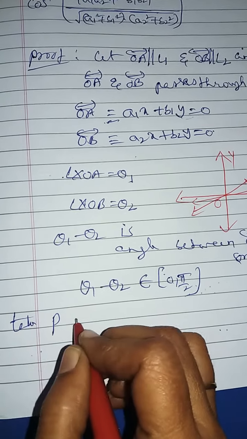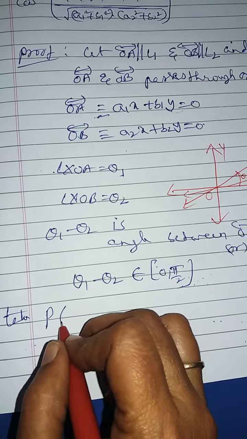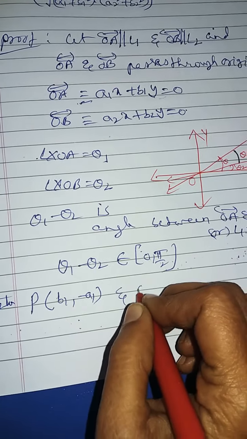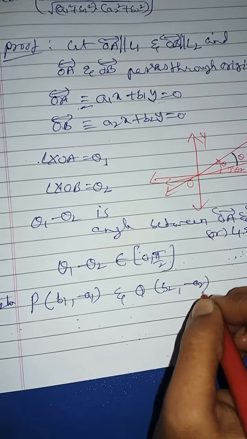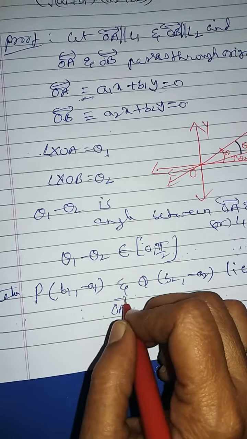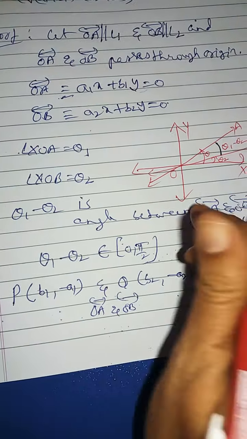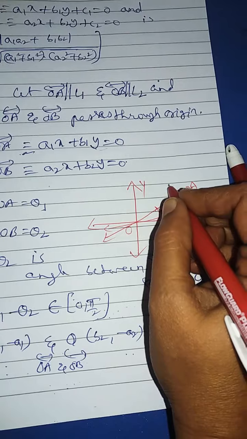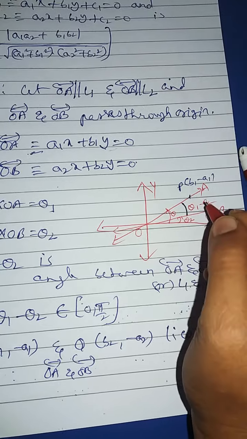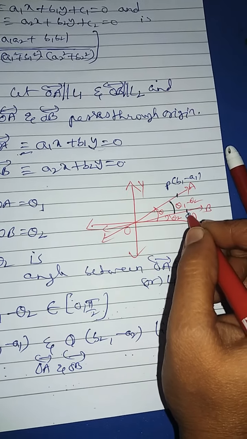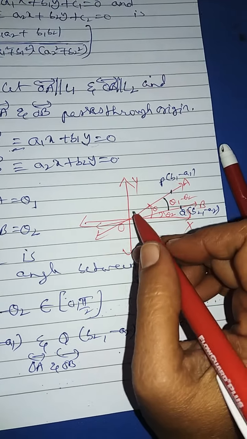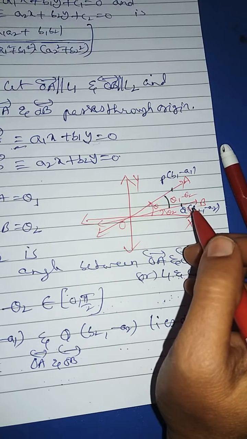Now take point P. What is point P? Point P is (b1, minus a1), and point Q is (b2, minus a2); they lie on OA line and OB line respectively. See here, point P (b1, minus a1), point Q (b2, minus a2), these points are lying on OA line and OB line.